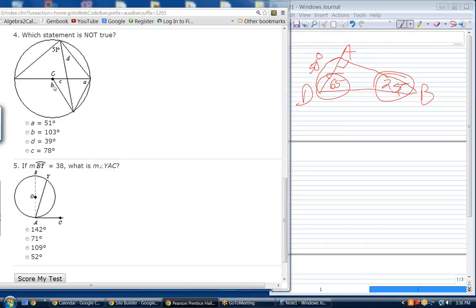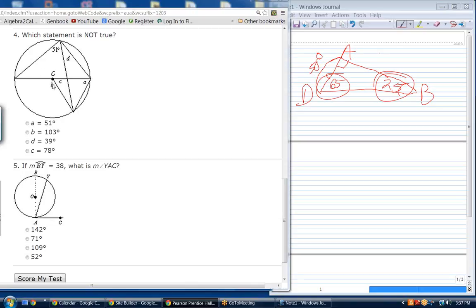Well, right off the get-go, we can tell that B and C cannot both be true. Notice that B and C have to be supplementary. And they've got them adding to 181 degrees. So we know it's B or C that's wrong, since they cannot both be true. So I'm not even going to examine A.